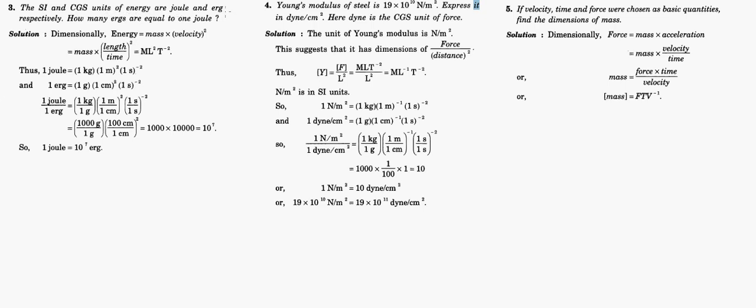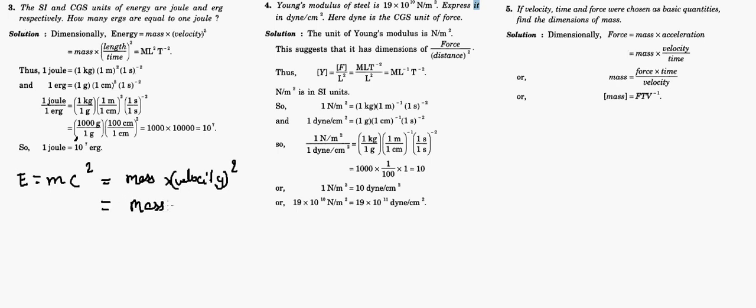Well guys, in this problem the question is: the SI and CGS units of energy are joule and erg respectively. How many ergs are equal to 1 joule? First of all you have to talk about energy. For energy, what is the formula? You can use Einstein's formula, E is equal to mc square, where m is the mass and c is the velocity, squared.